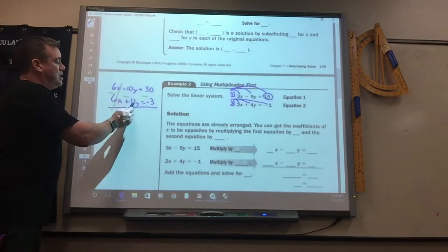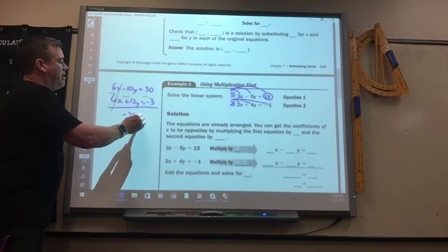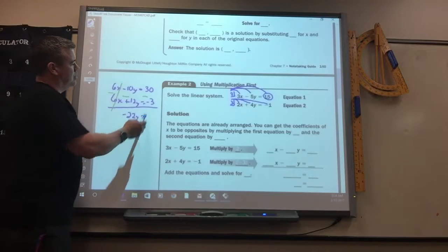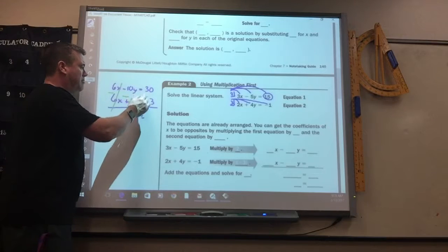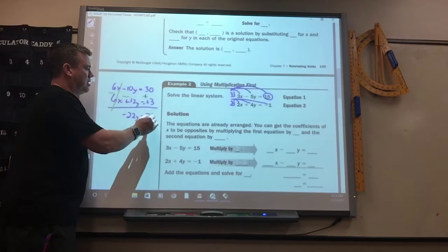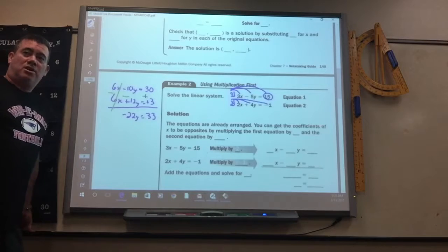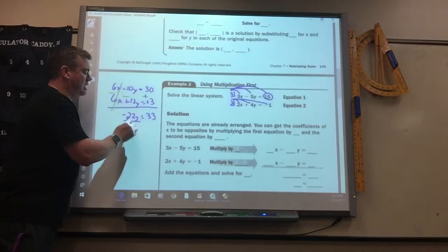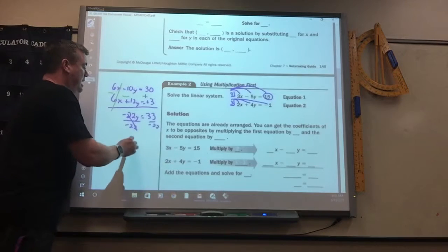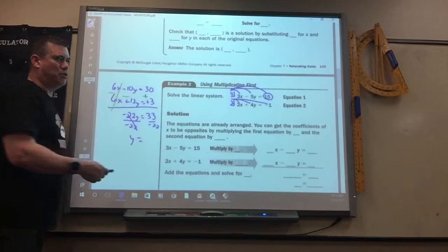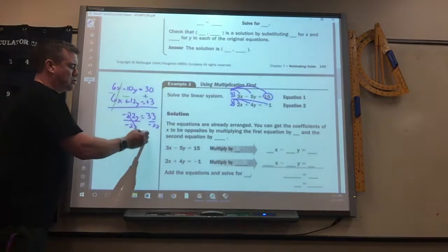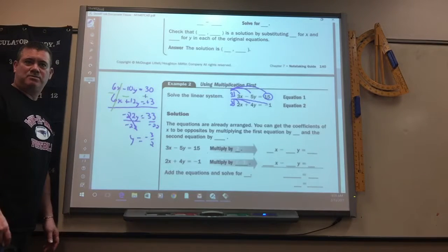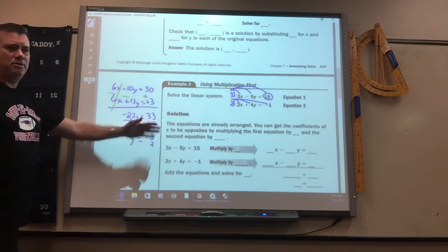So negative 10, take away 12 is negative 22y. Negative 30 minus a negative, or 30 minus a negative 3 is 33. So sometimes you get fractions. Divide by negative 22, and you can reduce this. What can you divide them both by? 11. So it'd be negative 3 halves, or 1.5. You can write it as a decimal too. If you would have just divided it out, it would have been negative 1.5.